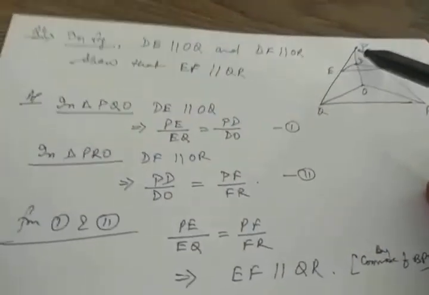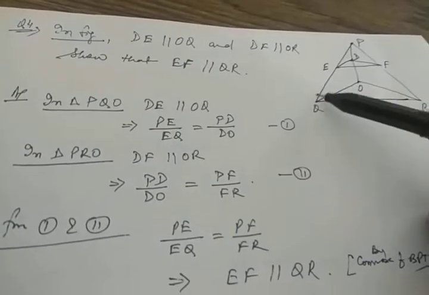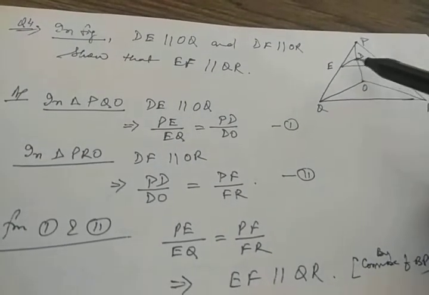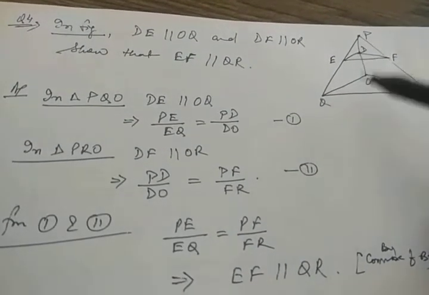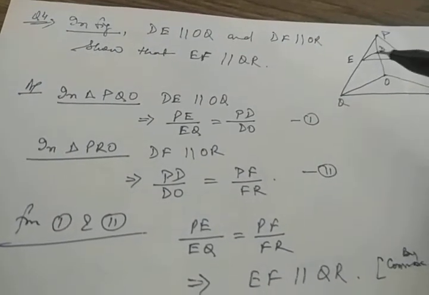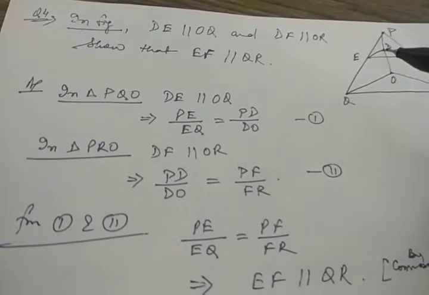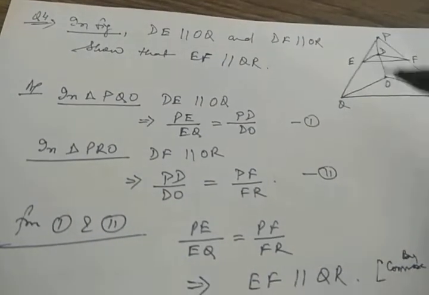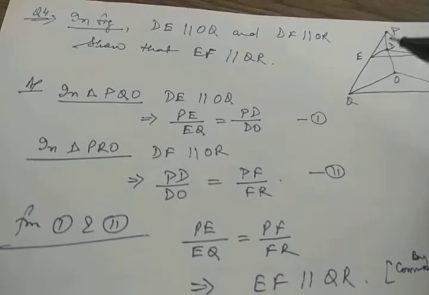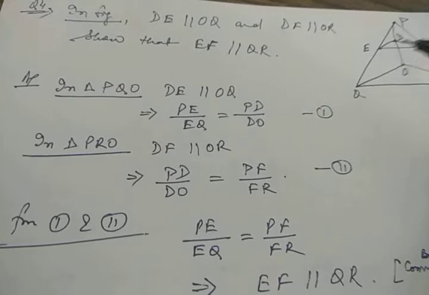At first we take the triangle PQO. See here, PQO. What is parallel? This line and this line are parallel. DE is parallel to OQ. So what will you write? PE by EQ is equal to PD by DO. Clear? Just see, DE is parallel to OQ. So what will happen? PE by EQ is equal to PD by DO.